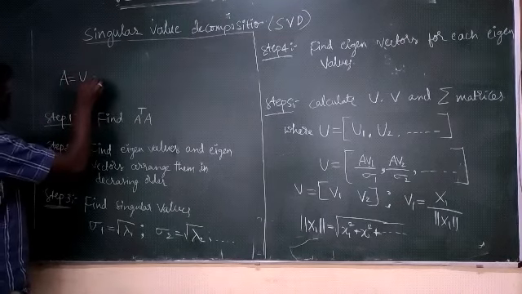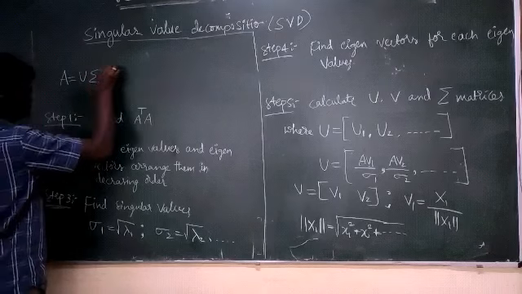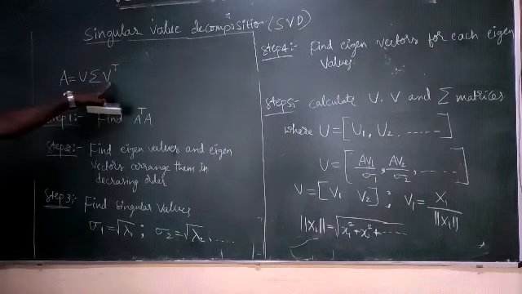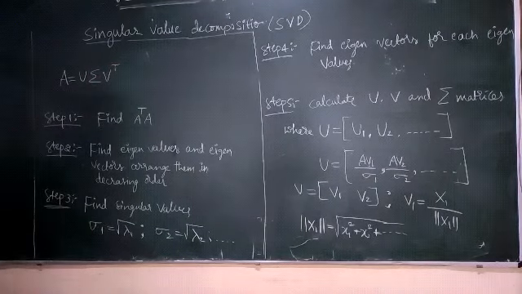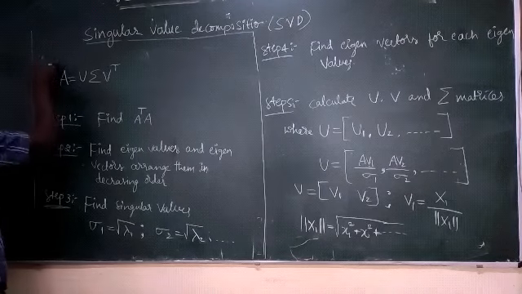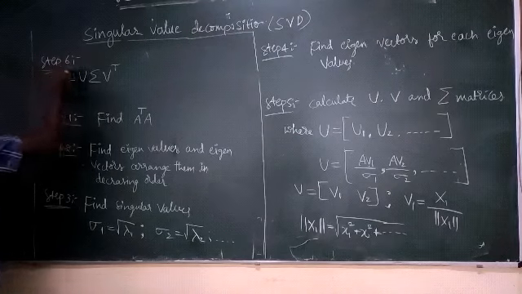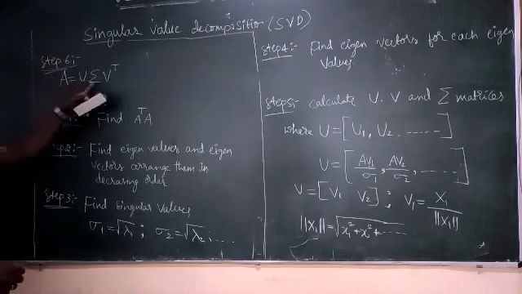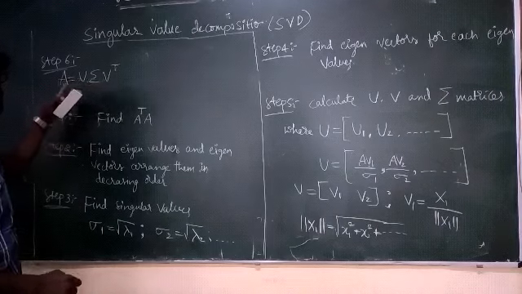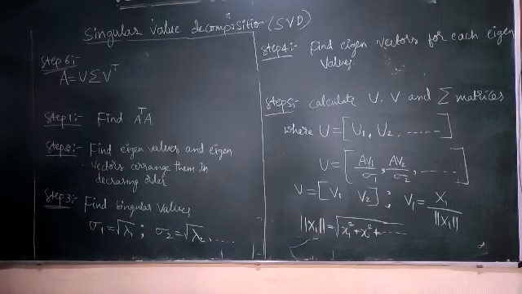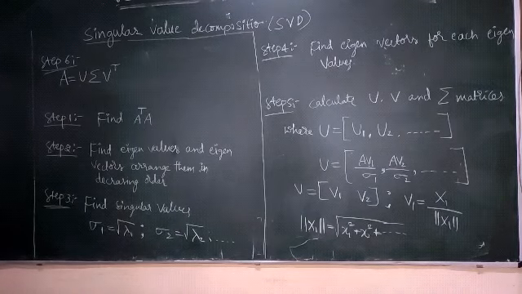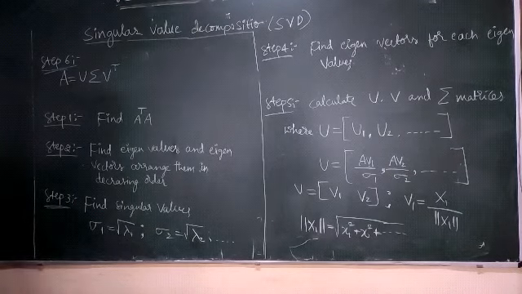U summation V transpose. Here V transpose is the transpose of V. In step 6, this is the last step: if we multiply these 3 matrices and we get A, then the matrix is singular value decomposed. We will solve some problems on this.